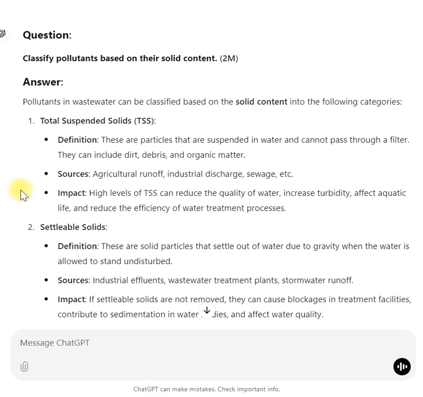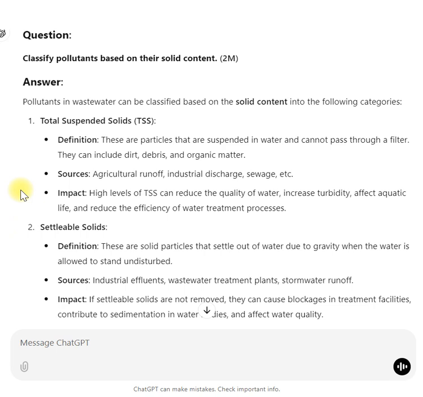Impact. High levels of TSS can reduce the quality of water, increase turbidity, affect aquatic life, and reduce the efficiency of water treatment processes. 2. Settleable solids. Definition. These are solid particles that settle out of water due to gravity when the water is allowed to stand undisturbed.